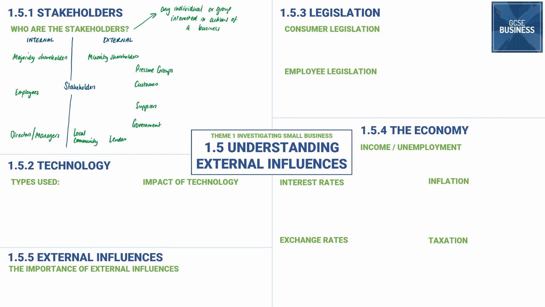Government, of course, wants tax revenue from the company. They want the company to make a profit so that it can contribute to the economy, so that it can employ staff, so that those staff can pay tax. Government wants businesses to be successful. They also want them to follow laws and to treat other stakeholders fairly. We'll come back to the law side of things a little bit later on when we do legislation.